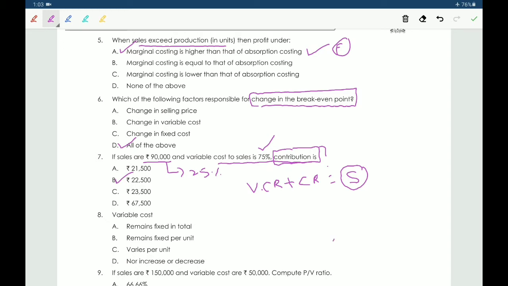Next, variable cost. Option A, remains fixed in total. B, remains fixed per unit. Yes, variable cost remains fixed per unit.